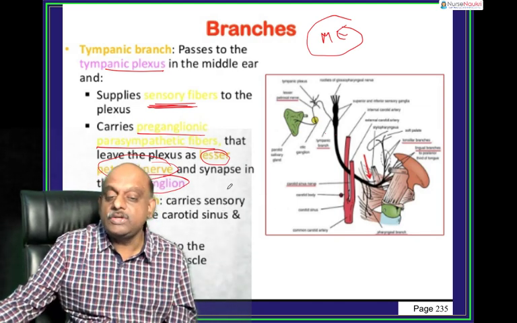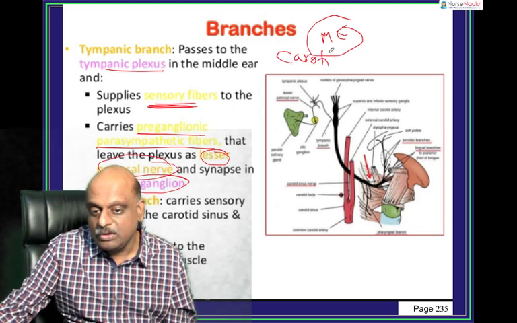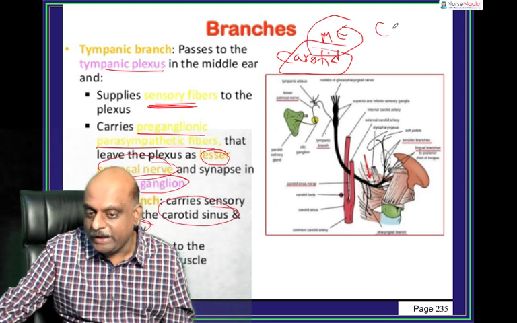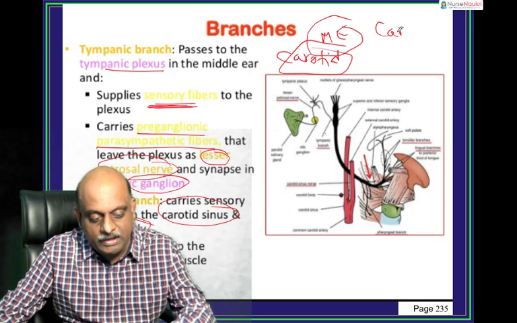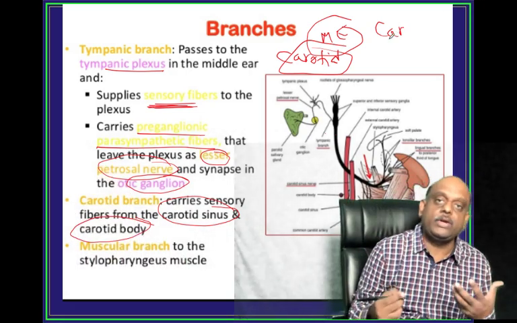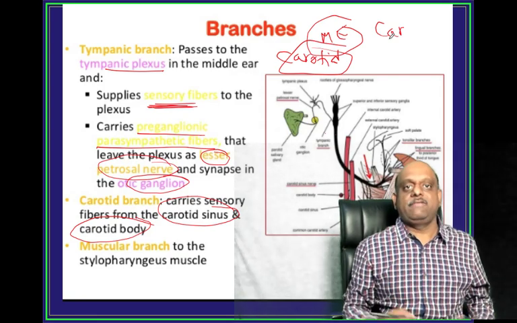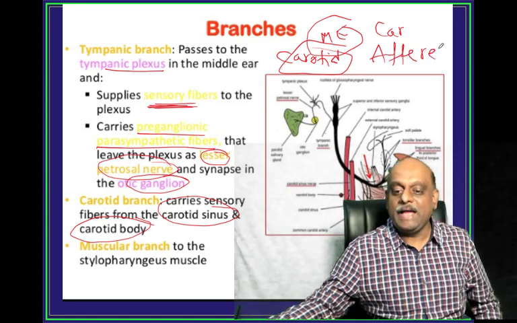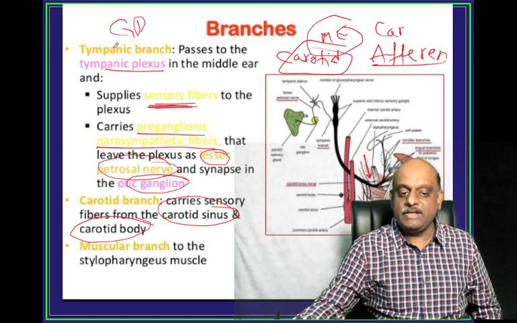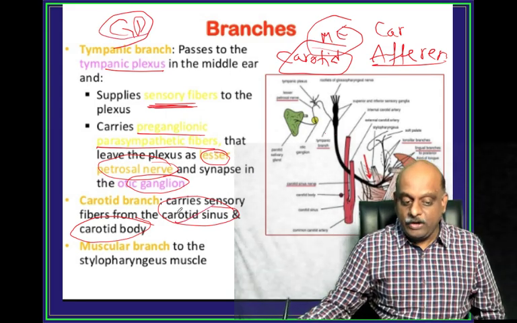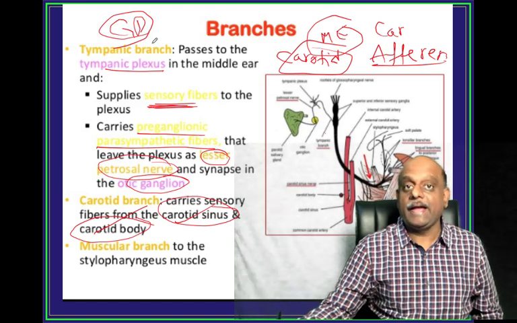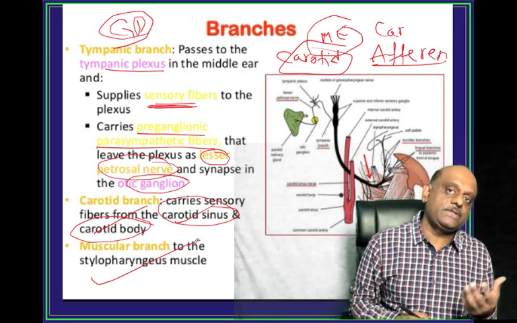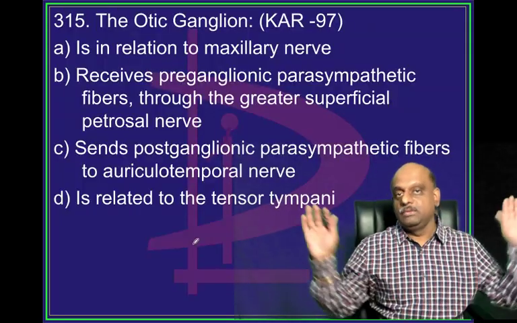And there is also one carotid branch of glossopharyngeal. It supplies the carotid sinus and carotid body. You all know the importance of carotid sinus in cardiovascular physiology, the carotid reflex. Its afferent is once more the glossopharyngeal. So, carotid sinus, carotid body, sensory afferents are carried by the glossopharyngeal. And the muscular branch is the one which supplies the stylopharyngeus, as all of you know very well.